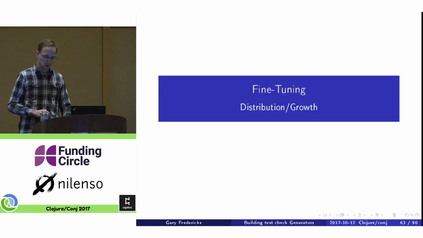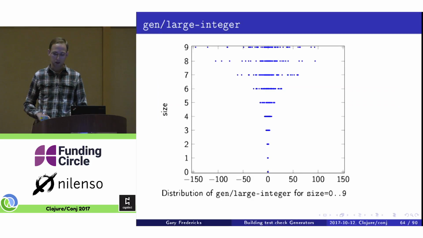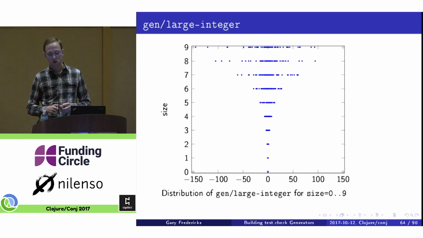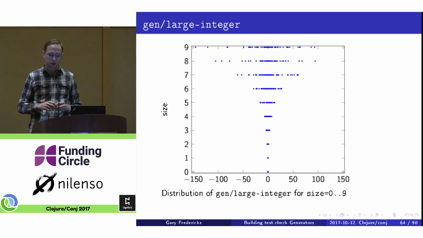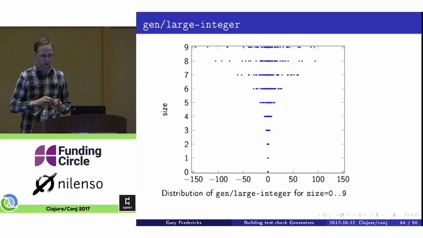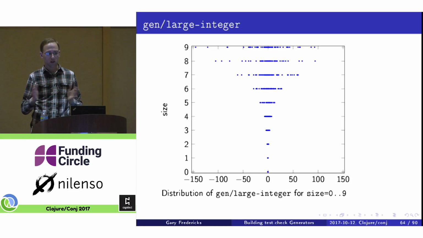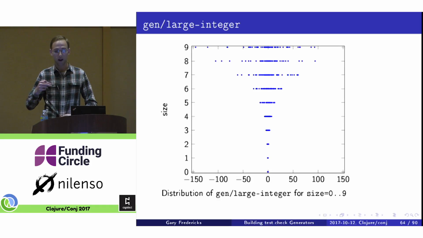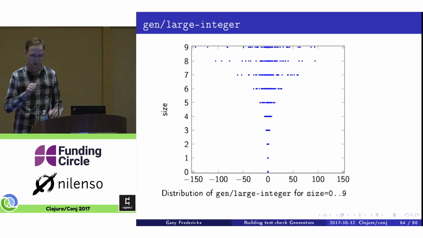So distribution and growth is a little tricky to talk about because of the size parameter. So this diagram here shows a sampling of values from the large integer generator at different sizes. So you can see near the bottom when we start out with size 0, the values are clustered around 0. As the size increments, they start getting farther and farther away. But even up at 9, they're still somewhat clustered around 0. They just reach farther to the edges.